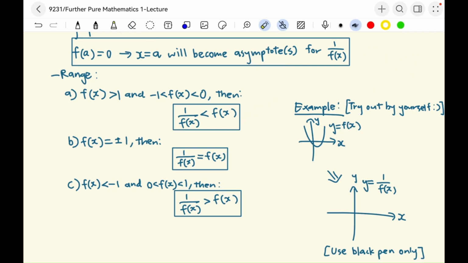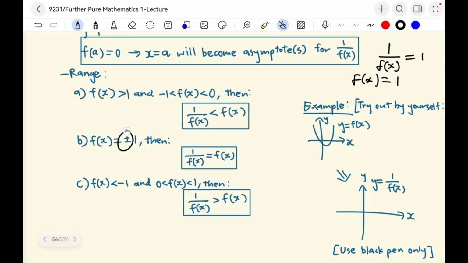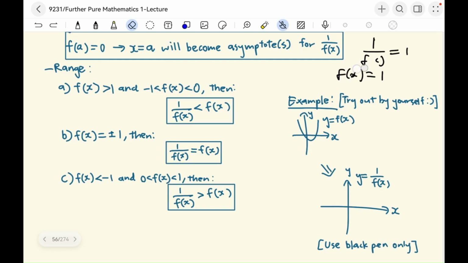Next thing is f(x) is exactly equal to 1 or -1. So of course 1 is the universal number in the number system. So 1 over f(x) is 1 and f(x) is also 1. So over here, for f(x) is plus or minus 1, we get 1 over f(x) is equal to f(x), exactly. Okay? So let's erase this away.